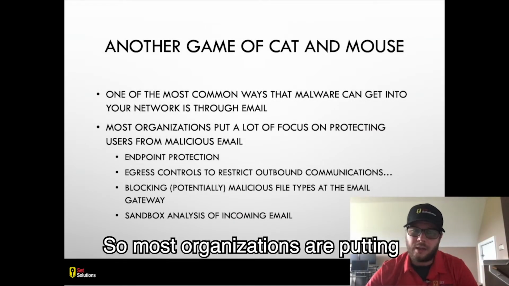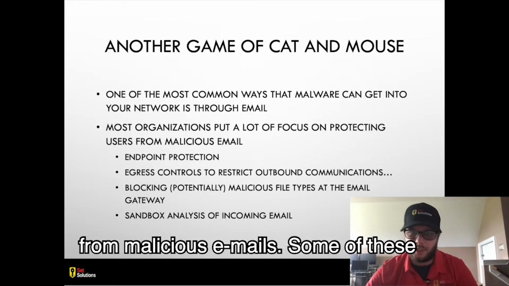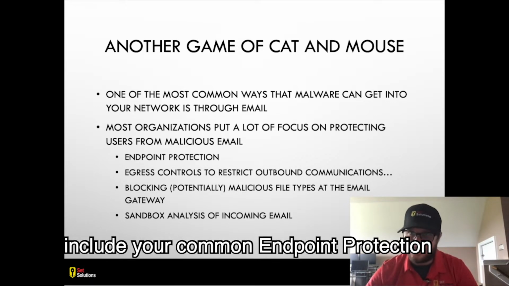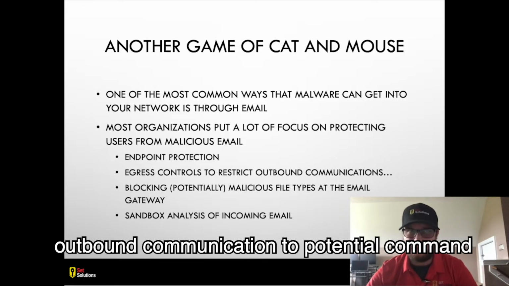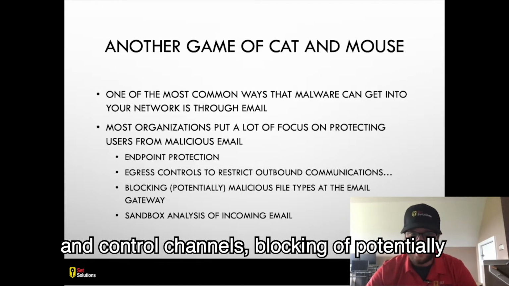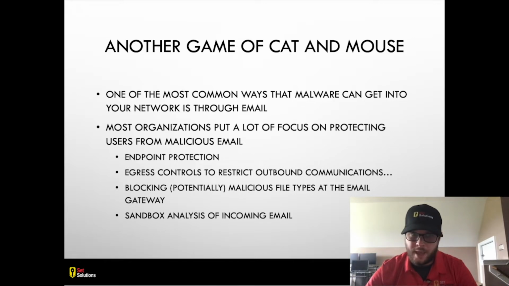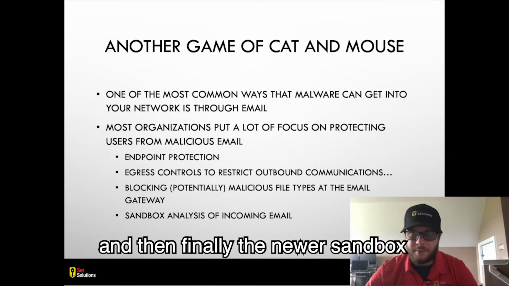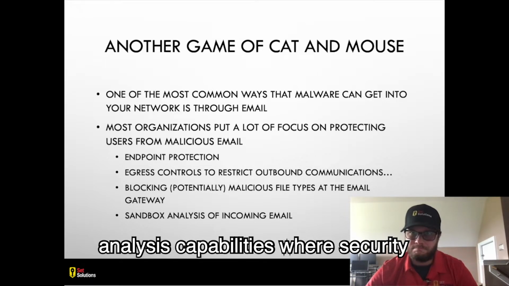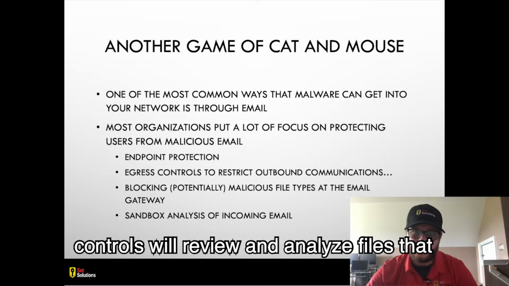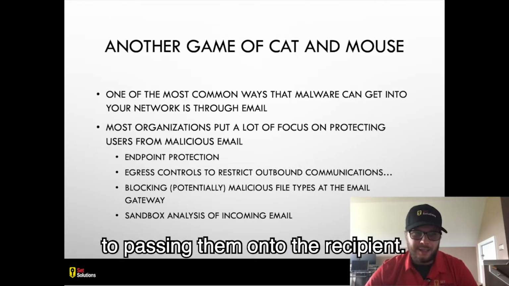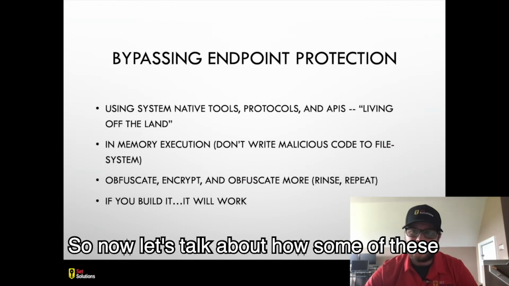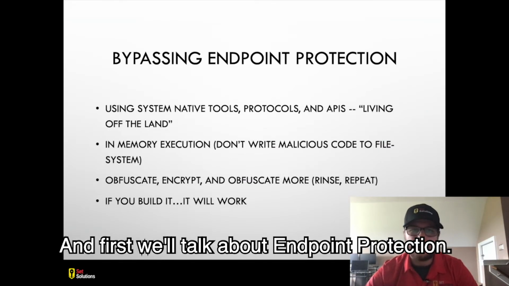So most organizations are putting a lot of effort around protecting users from malicious emails. Some of these include your common endpoint protection tools, your egress controls that restrict outbound communication to potential command and control channels, blocking of potentially malicious file types at the email gateway, and then finally, the newer sandbox analysis capabilities, where security controls will review and analyze files that are received as attachments in emails prior to passing them on to the recipient. So now let's talk about how some of these controls are commonly being bypassed. And first we'll talk about endpoint protection.